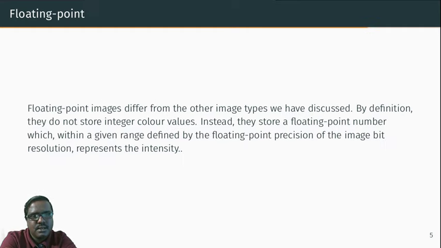The fourth one is called the floating point. It differs from the other image types we discussed, like the binary or the intensity images. They do not store an integer value for the corresponding color, but they store a floating point value which is within the range defined by the floating point precision of the image, in terms of the bit resolution which is captured there. So essentially, the bit resolution in the range of a floating point precision represents the intensity. Some medical images like DICOM follow the floating point style to capture data.